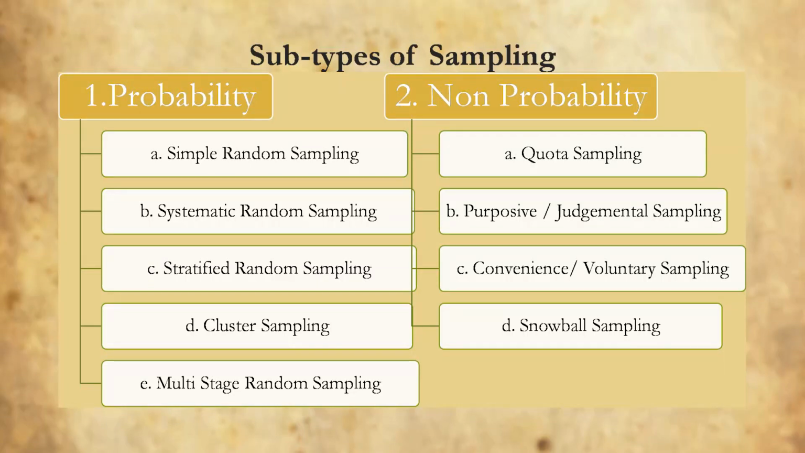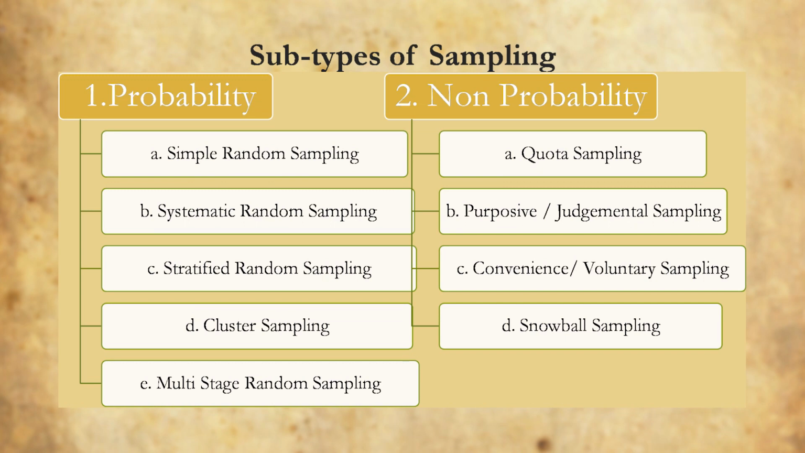Now, there are different types of sampling. The first is probability sampling, and then we have non-probability sampling. Probability sampling is again divided into different types. For example, we have the simple random sampling method, the systematic random sampling method, the stratified random sampling method, cluster sampling, and then the multi-stage random sampling method.